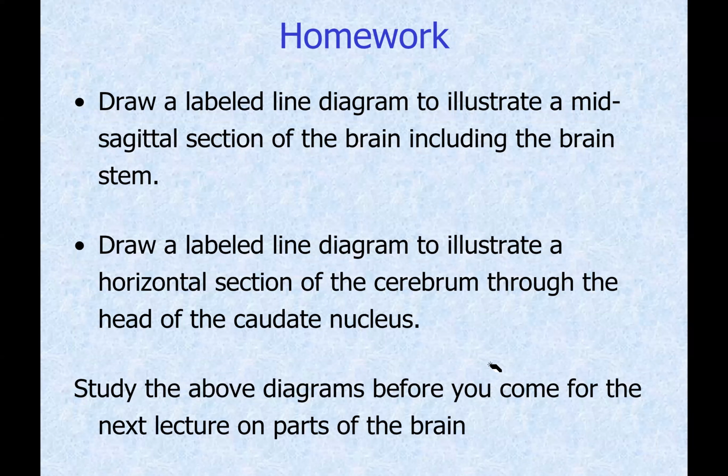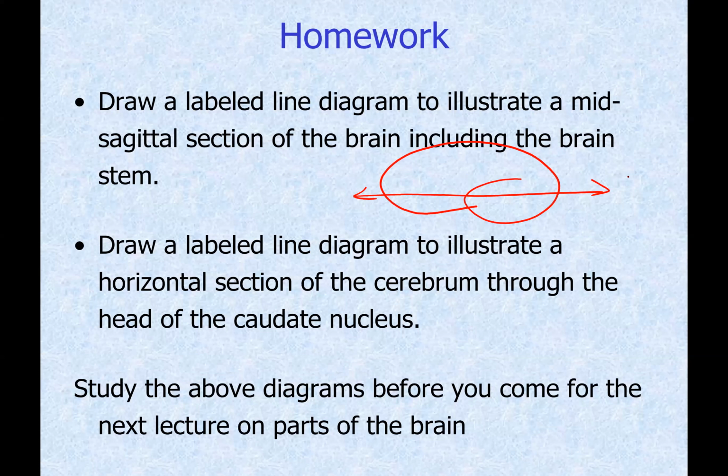Then you draw a labelled line diagram to illustrate a horizontal section of the cerebrum through the head of the caudate nucleus. So you have your brain here. You get your brain like this. So this horizontal section is something like this. Okay, so that will cut through certain parts of the brain. So these are standard sections that we ask you to draw. So do that horizontal section also. Then you study these diagrams before we do the next lecture next week.